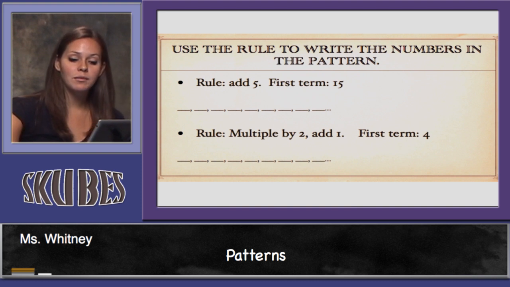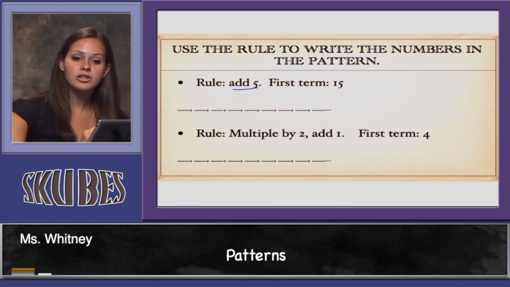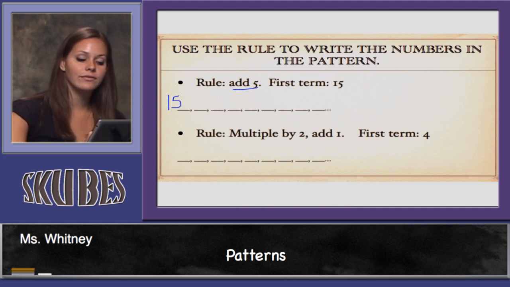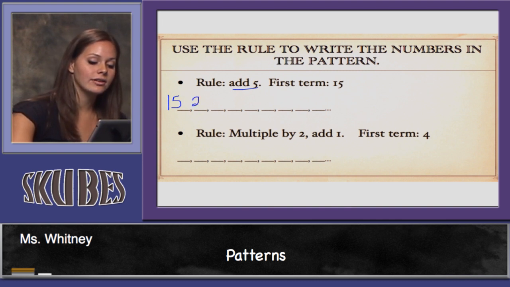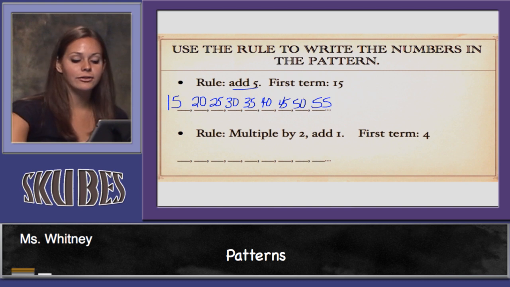Use the rule to write the numbers in the pattern. The rule says to add 5. The first term is 15. So I'll start at 15 and add 5. 15 plus 5 is 20, plus another 5 is 25. Then I have 30, 35, 40, 45, plus another 5 is 50, plus another 5 is 55, and I can continue this pattern.